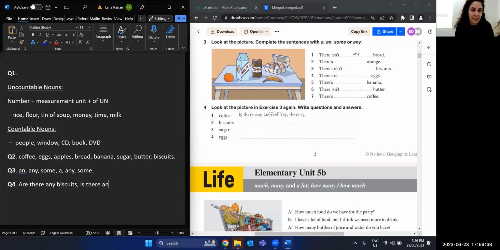Is there any sugar? Yep. Because with the uncountable, it must always be a singular question. Is there any? So make sure these are questions, or put a question mark. Is there any sugar?